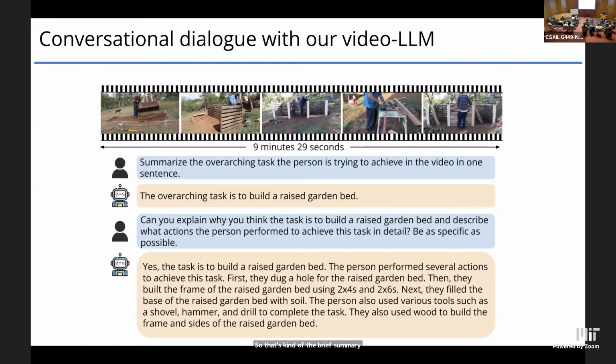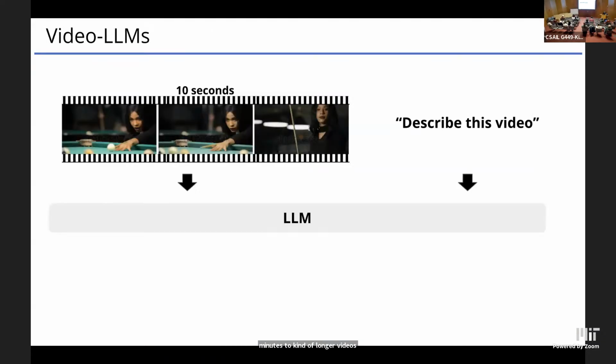And so the key, again, is to extend understanding capabilities from a few seconds to a few minutes, to kind of longer videos. So how do we achieve this? So first of all, just to give you a brief overview on video LLMs.